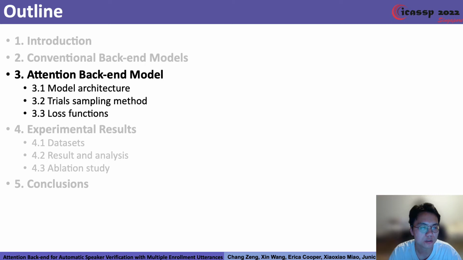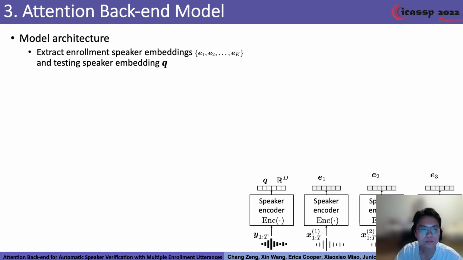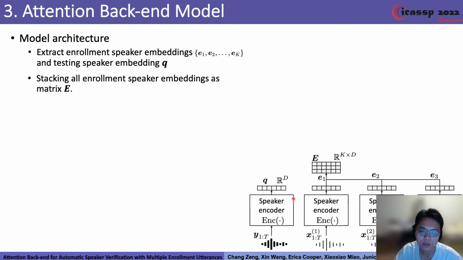Next, I will describe our attention backend model in detail. First, let's see the model architecture. Similar to the previous description, we also extract the speaker embedding for each enrollment utterance. Next, these embeddings are stacked as a matrix denoted as a capital E.